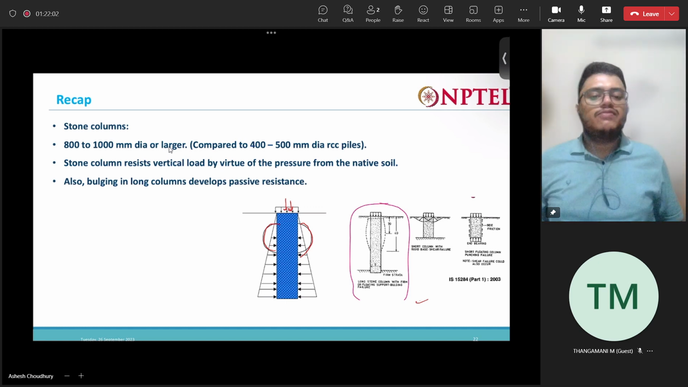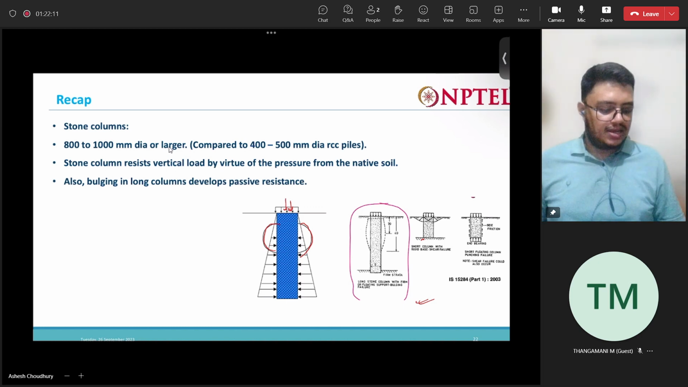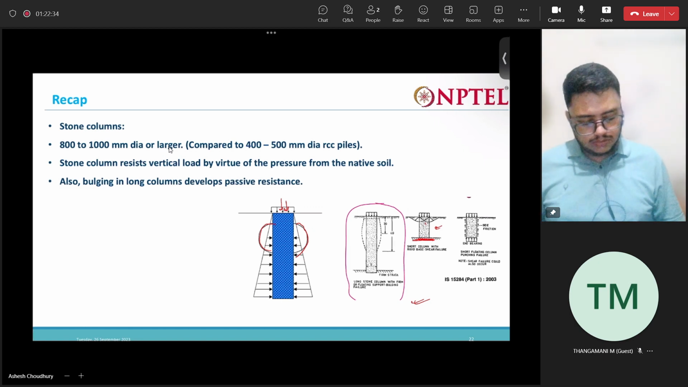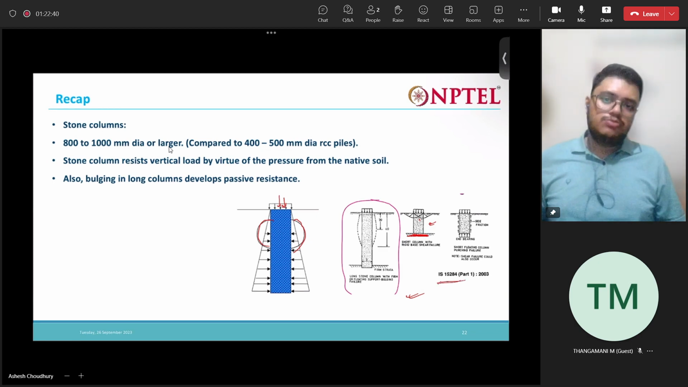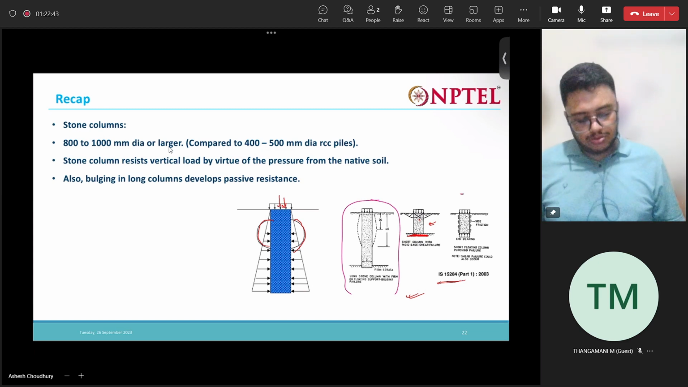Then if you have very short columns on firm soil, there is normal bearing capacity type of failure that might occur. Generally in this case, we do not use stone columns. We just tend to replace the soil because of the shallow depth. And the third case is that if we do not have the strong firm ground here, then this bearing kind of failure will be there. Everything about stone columns is given in IS 15284, and we will be using this IS code to design stone columns.